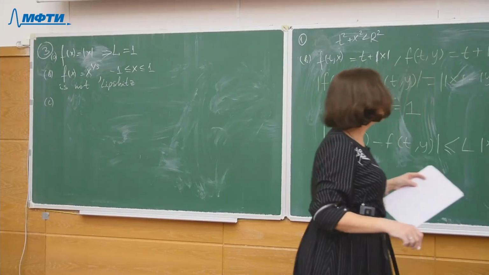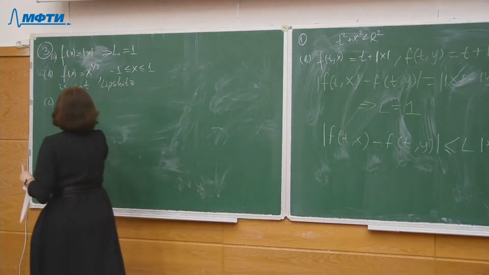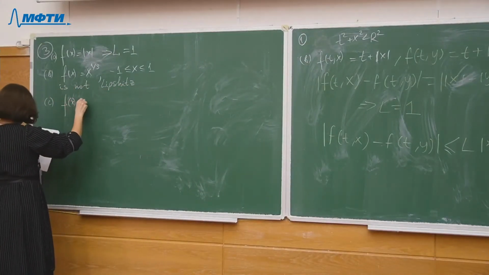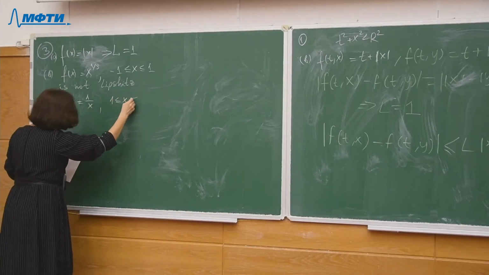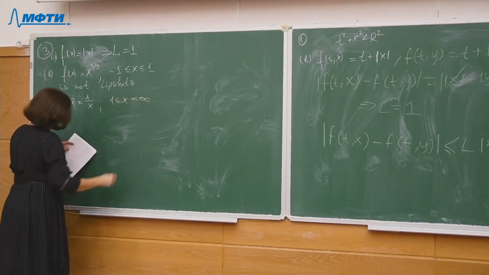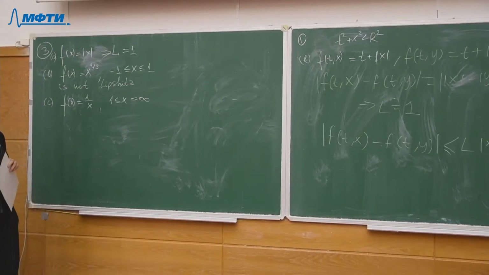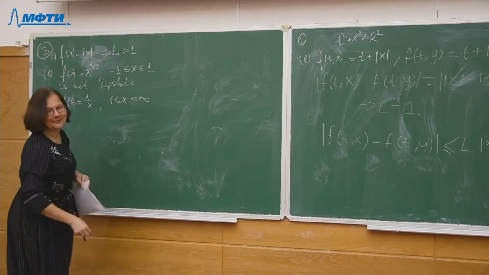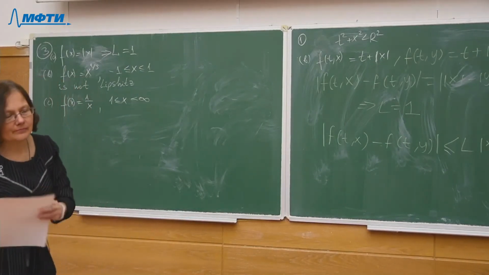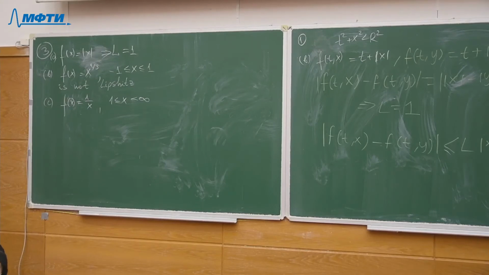But let's discuss 1 over x. Is it Lipschitz or not? 1 over x if x is greater than 1. Is it Lipschitz or not? And find the Lipschitz constant if yes. Can you do this? We have to use the formula. The formula, right? Welcome, Daniel. Let's try to use the formula. No promises. Okay.